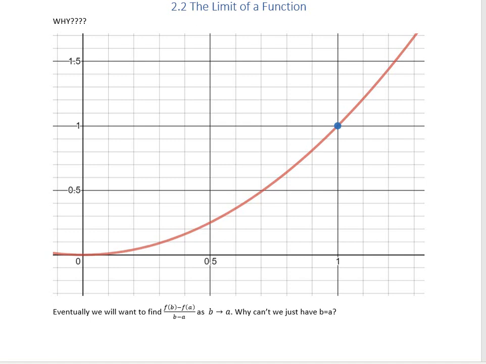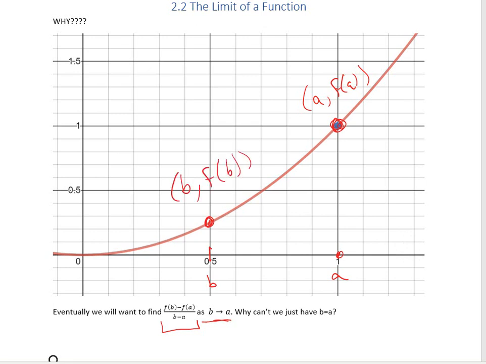So for example, what we were talking about in the last section, 2.1, was the secant and tangent line, and we had to use this formula, which was f of b minus f of a divided by b minus a. Now, what we wanted to do was use this as b got closer to a. So here is what that looks like. Let's say we have this point right here, our point a, f of a. And let's say we have another point b right here, so this would be the point b, f of b.